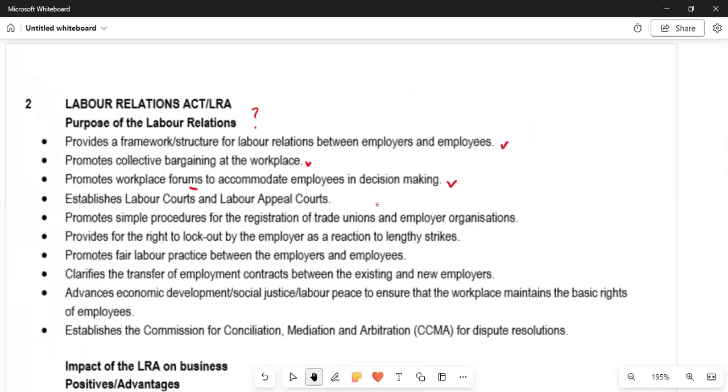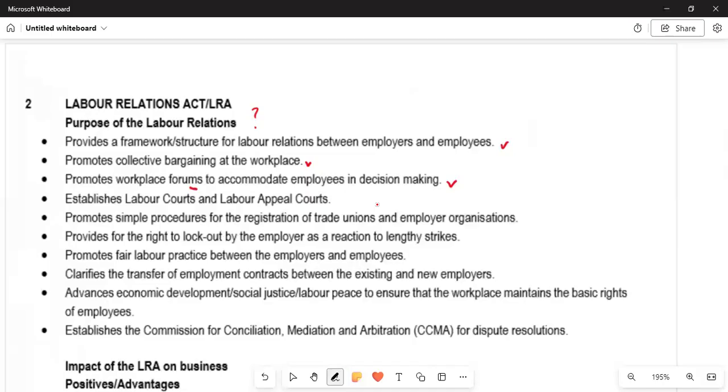The act also promotes simple procedures for the registration of this act, and enables the organizations to make sure that it's not going to deny the employers to have representatives, which are trade unions, whereas the employees are going to be represented by the employers' organizations. So both parties are going to have representatives. This act also provides the right to lock out by the employer as a reaction to lengthy strikes.